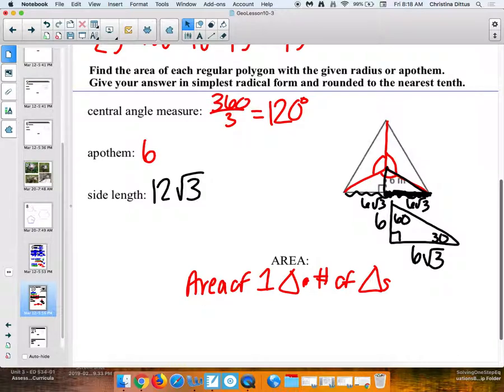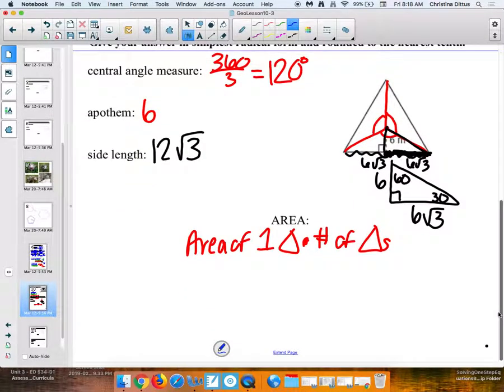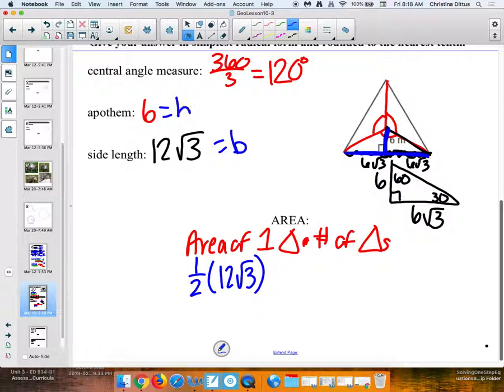So now we're just plugging into our formula. What is the area of a triangle formula? Half base height, so I got half. What's my base of this triangle? 12 square root of 3. This is my base. So 12 square root of 3. And the height of my triangle? 6.